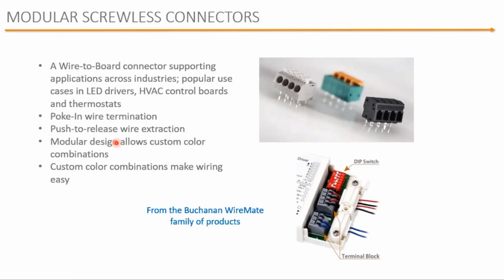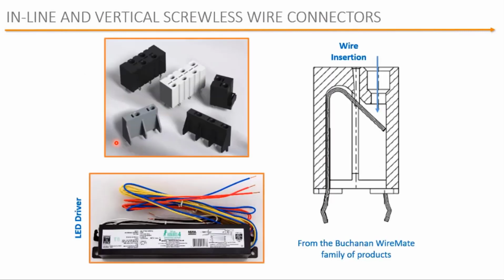Here you can see inline and vertical screwless wire connectors. You insert the stripped wire here where the funnel is shown. The wire enters into the cavity and won't pull out because it's captured by this mechanical contact. It's rated at 6 amps, and it eliminates the need to hand solder or fixture and wave solder wires directly to a printed circuit board.